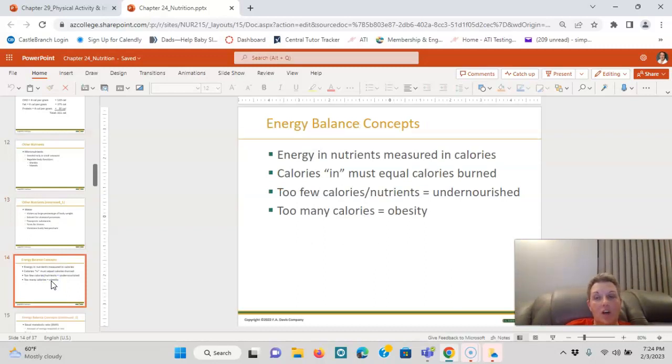The energy balance concept is that we're kind of on a scale, and what goes in must come out. If not, then we gain weight or lose weight based on energy in, calories out. Calories out meaning exercise, calories in meaning stuff that you ate. So energy and nutrients are measured in calories. Calories in must equal calories burned. Too few calories, too few nutrients, you're undernourished. Too many calories, you end up obese.